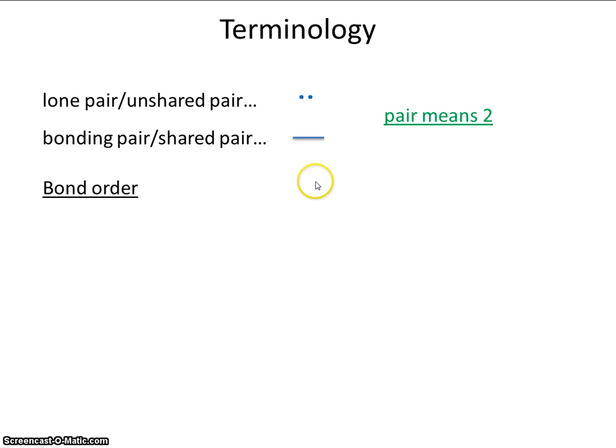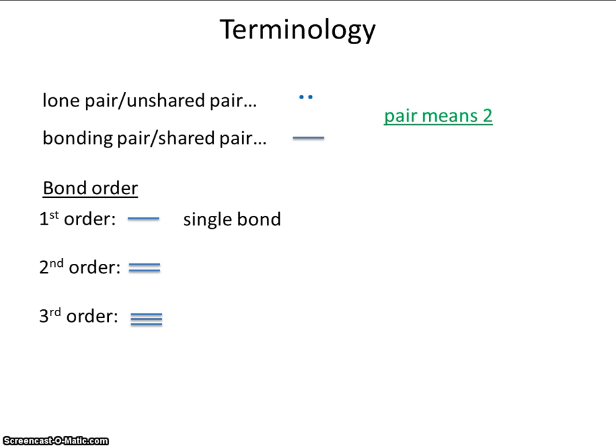Bond order. We have a first order bond, a second order bond, and a third order bond. It's simply one bond, two bonds, or three bonds. And we usually call them single bond, double bond, or triple bond. All right, let's learn a little more terminology.